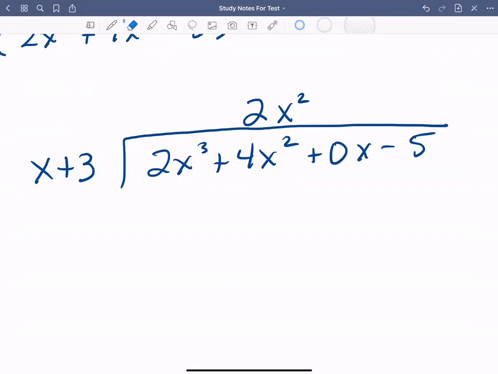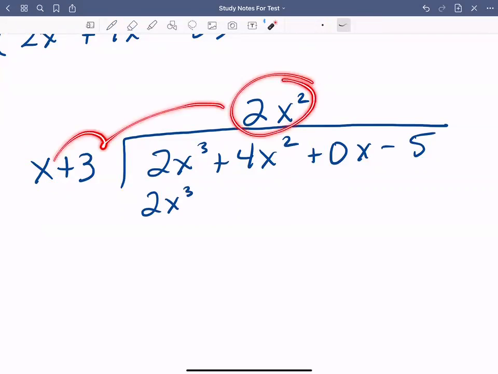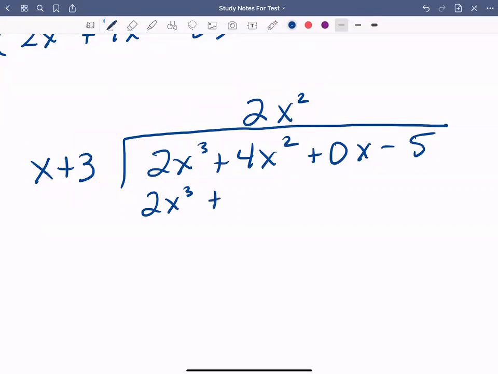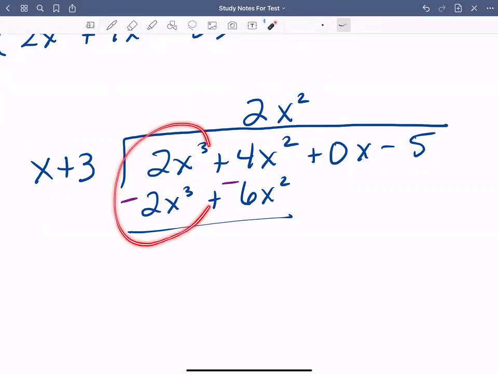So we have 2x squared times our divisor, which is x plus 3. So we have 2x squared times x, which gives us a 2x cubed. And then we have 2x squared times 3, which gives us a positive 6x squared. If you recall from before, we want these terms to cancel out. So when we subtract them, we change the signs here. This does become 0, which means you're good.